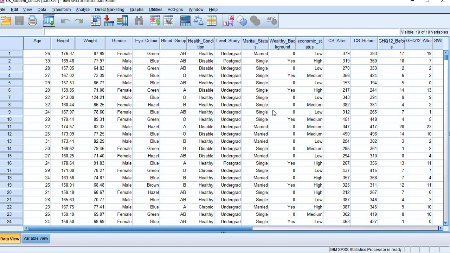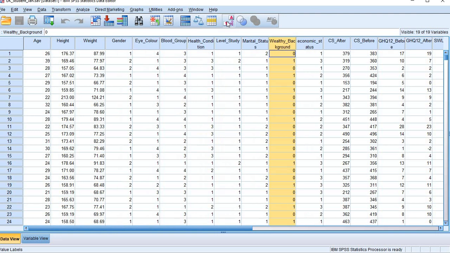So for this case, my claim will be, wealth background family has a significant effect on the credit score of students. That is one perfect claim. The wealth background is a categorical variable, coded as yes or no.